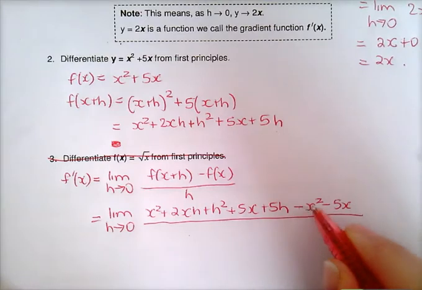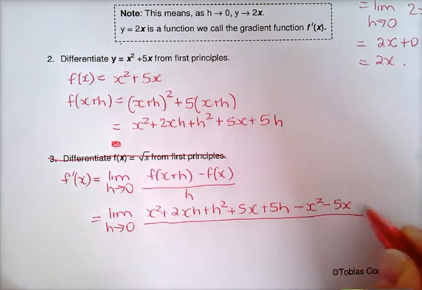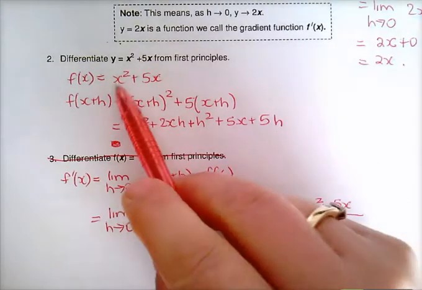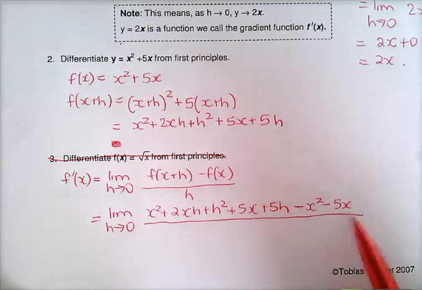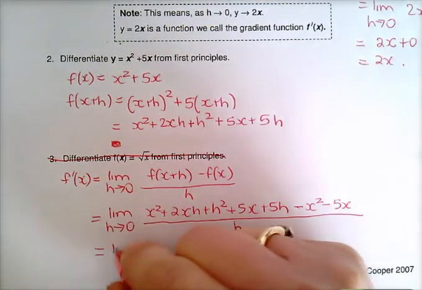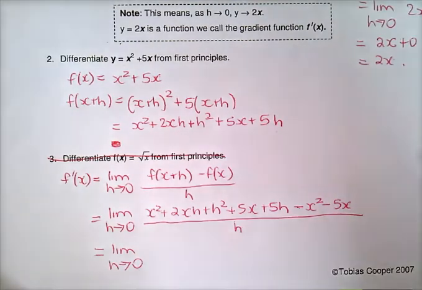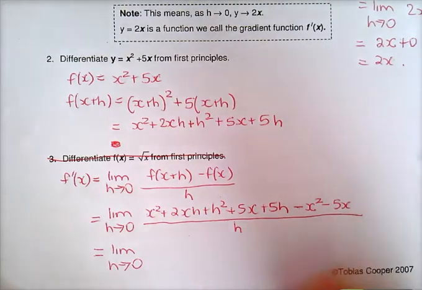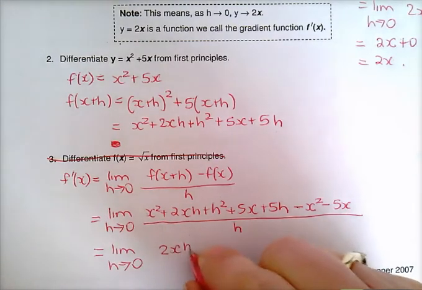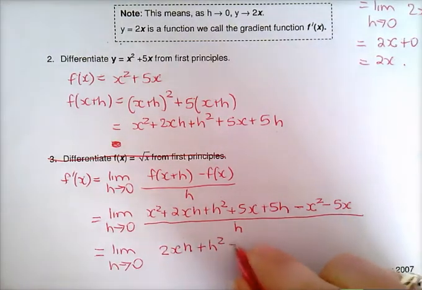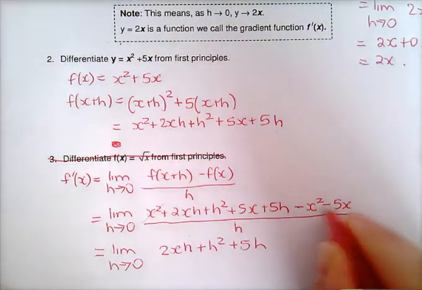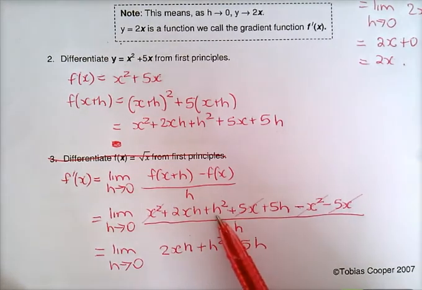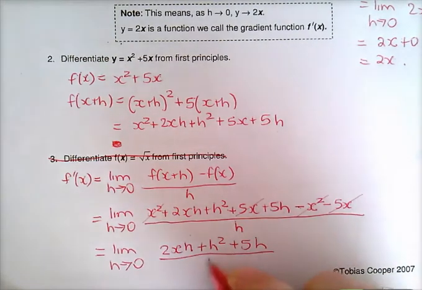Okay, you either put minus bracket x squared plus 5x and then open the brackets on the next row, or you go minus all of this. So minus x squared minus 5x straight away over h. Let's simplify that by collecting any like terms. Now the x squared terms cancel, and the 5x and the 5x cancel. So we've got 2xh plus h squared plus 5h, because we lose the x squareds and we lose the 5x's. So we've got 2xh plus h squared plus 5h over h.